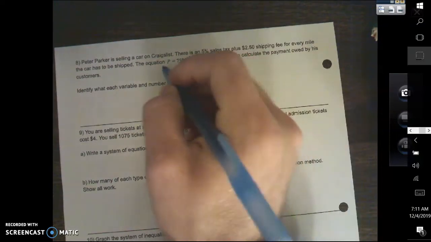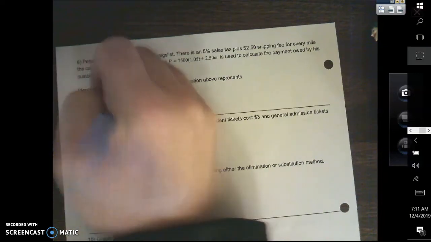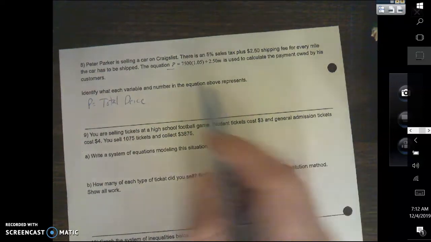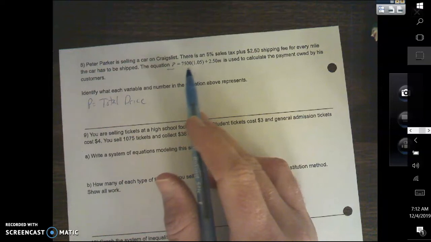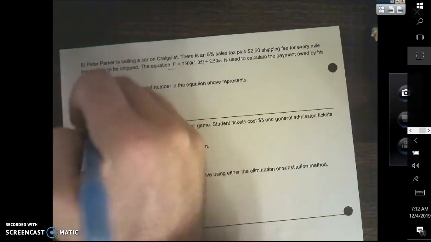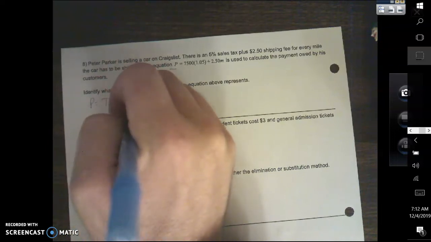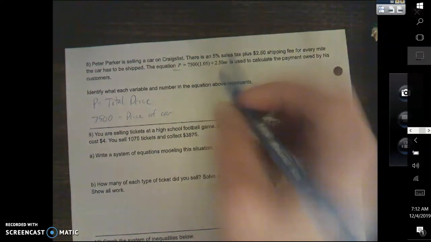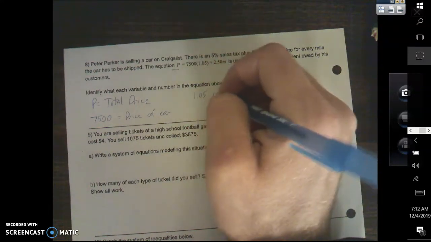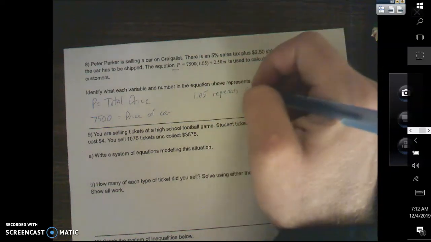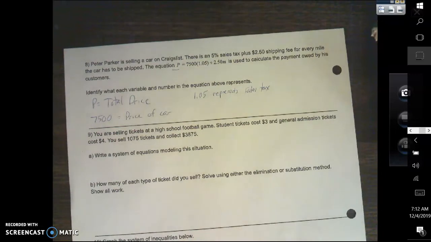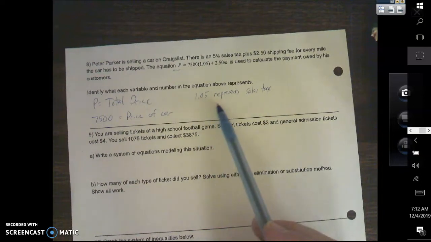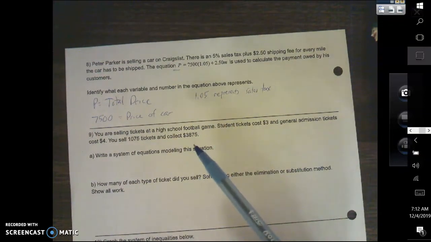The P is the total price. How much is the total price of the car going to be worth? The 7,500 is going to be the price of the car, because I'm multiplying that times 1.05. The 1.05 represents sales tax. So kind of interesting, if you were buying anything, we have a 6% sales tax here in PA. You can just times it by 1.06, and that will tell you how much you owe on something when you buy it at the store.